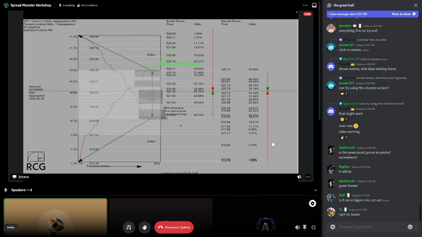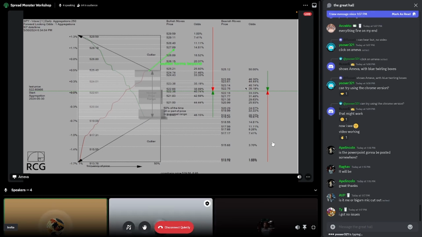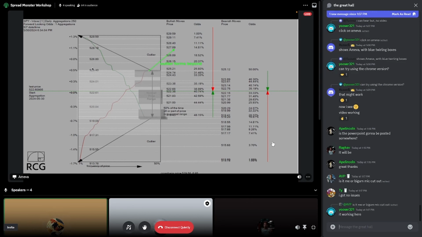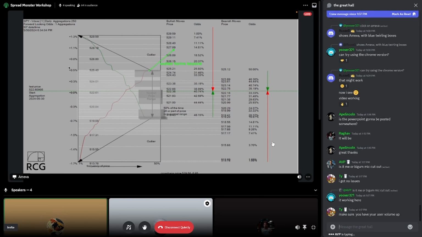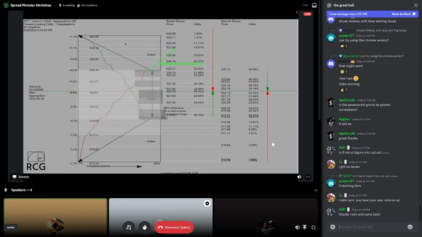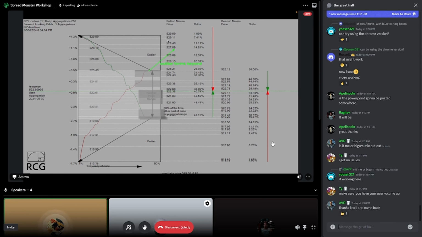Pretty interesting stuff, right? And then, oh look, let's see the top side, right? We had a critical line of resistance at that 525.40 area, and then price continued beyond all the way up to another area roughly in the 527, 528 range, around 14 to 11% odds of occurrence, right? That's a double outlier move in one day. Pretty interesting stuff to see.